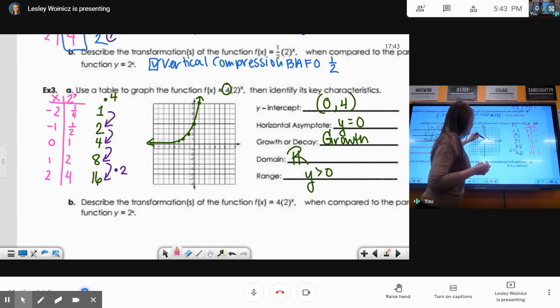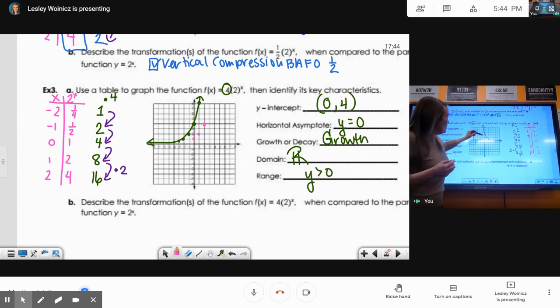My parent points are here. Oh, what did I do? Yeah, okay, I did that right. So this one is 4 times as high. This one is 4 times as high. They're all 4 times as high. It's just easier to see on those.